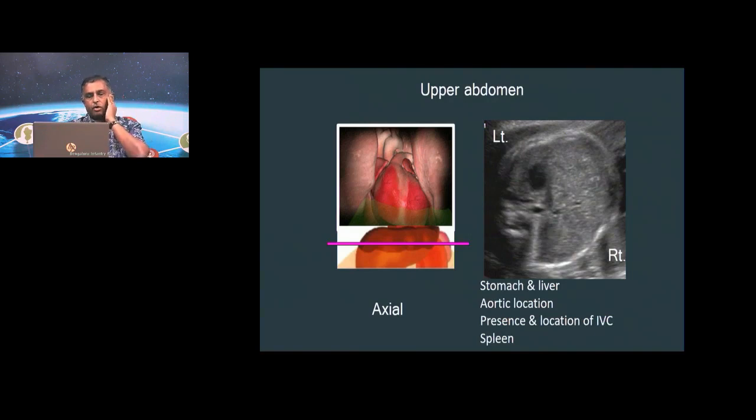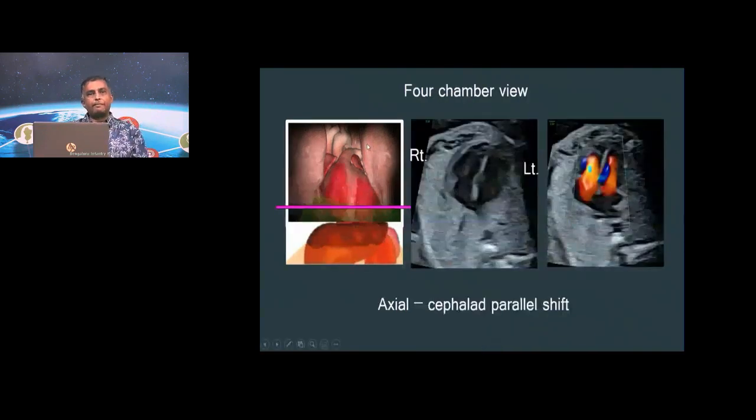Now we have to move on to the next, and the next is the all-important 4-chamber view. And remember, the transducer which was cutting axially in the upper abdomen now is moved by a translatory shift. You do no angulation, no rotation of the transducer, nothing whatsoever. You move from one level into the next level. So from the upper abdomen, you go into the thorax.